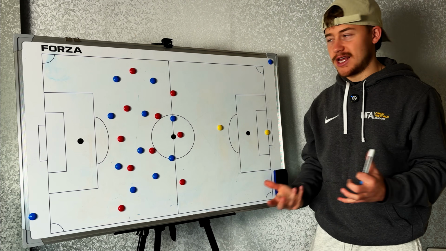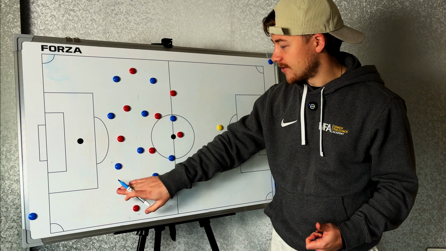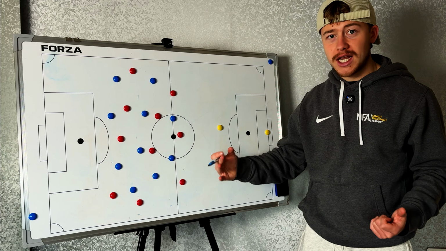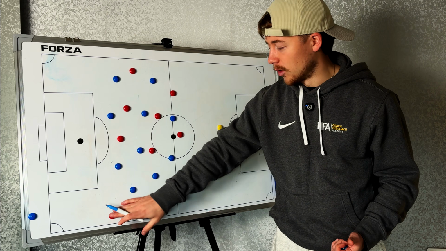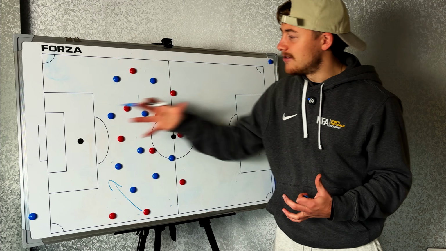Which types of runs are they using more commonly? Are they using overlapping runs when the inverted winger maybe drifts wide a little bit and has the wing back overlap nice and tight around him? Are they using underlapping runs where perhaps the winger is the one holding the width and the wing back comes inside like that? Okay, how are they trying to infiltrate the box?